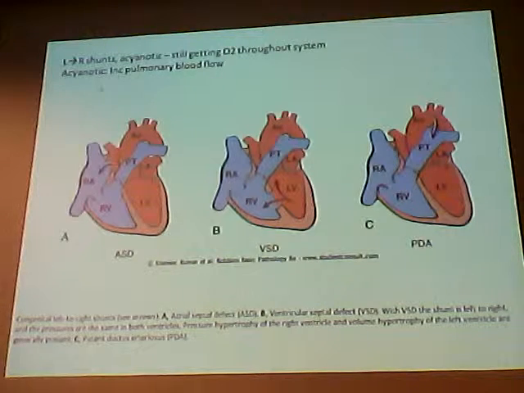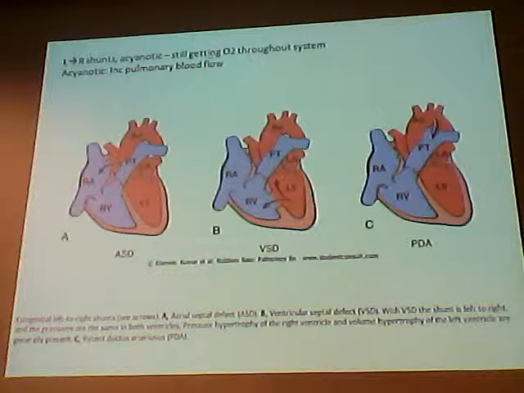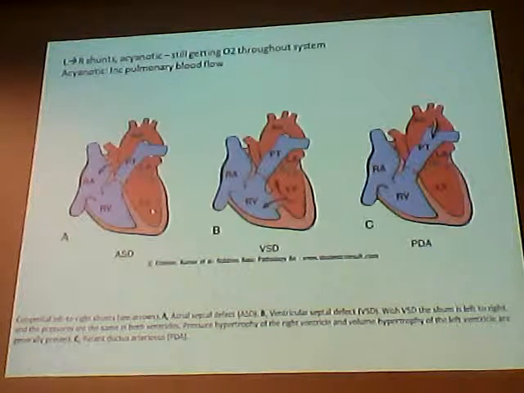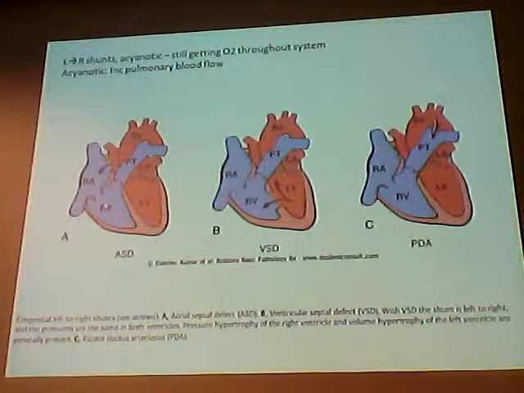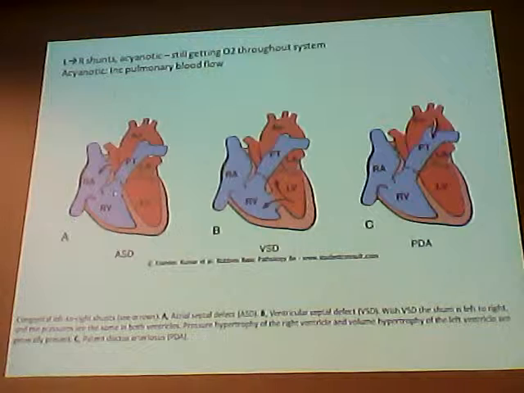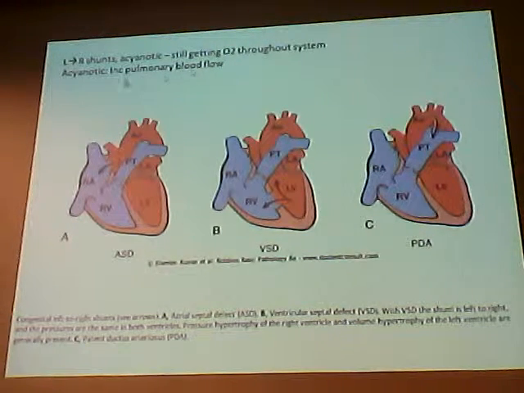And so in general, left to right shunts are acyanotic because oxygen gets to the system normally, and no problem happens with properly getting the right side oxygenated in the lungs. You just increase pulmonary blood flow, so more blood goes into the lungs, which can cause hypertension and other problems like that.